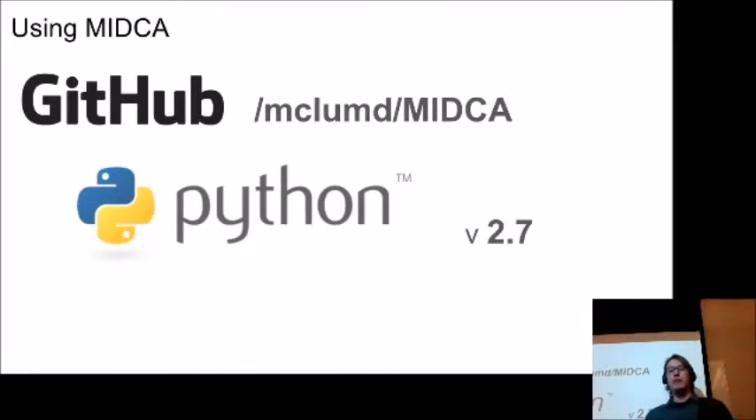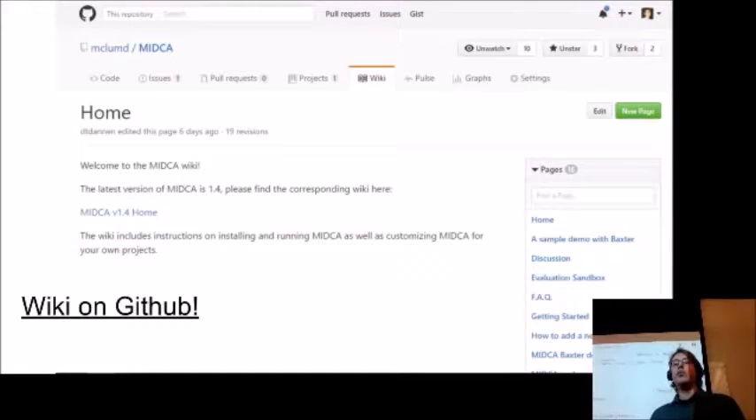So now I'm going to talk about using MIDCA. MIDCA is on GitHub. This is the URL, mclumd/MIDCA, and we use Python 2.7 right now. And we have the wiki. Most of the documentation is on the wiki, on the GitHub page. If you go to GitHub and look at the MIDCA project, this is what you'll see. And if you click this MIDCA version 1.4 home, you'll start getting the information on how to download and run MIDCA, how to run the examples. We have information about how to add new domains, and there's also contact information there.